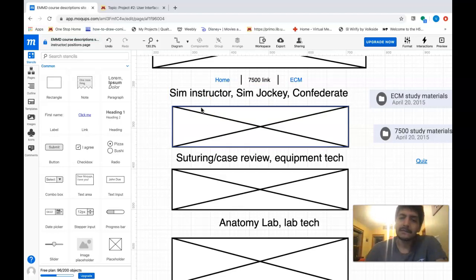A sim jockey is typically an EMT, a nurse, a paramedic. I've actually been a sim jockey before, and that is essentially running the computer for the mannequin. A Confederate requires a bit more skill, and that's typically a nurse, EMT, a PA. So the sim jockey, you don't necessarily have to have a medical or a clinical background, but you certainly do to be an instructor or a Confederate.